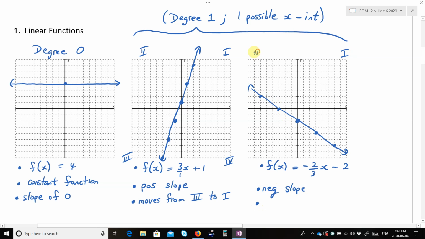And if we do the quadrant thing, this moves from quadrant 2 to quadrant 4.